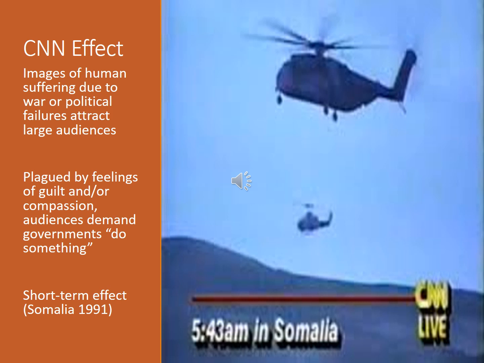The CNN effect in this case refers to the notion that when there are images of humanitarian suffering on the television screen, when there are images transmitted by news agencies and news outlets, especially cable news outlets, which are operating 24 hours, that the images of this human suffering compel audiences, compel populations in other countries to have their foreign policy apparatus do something about the human suffering.